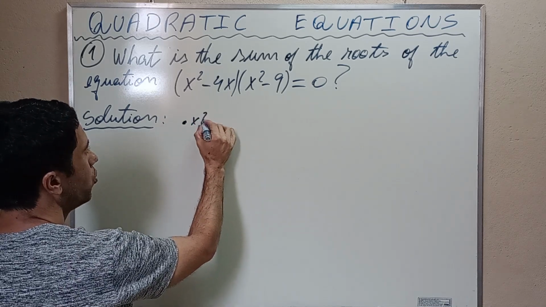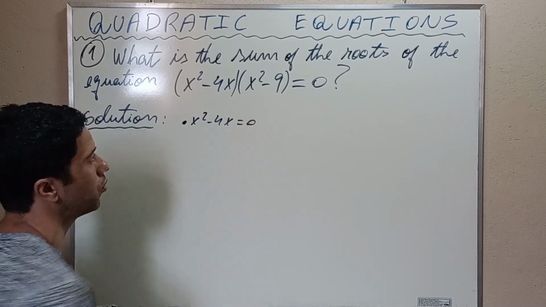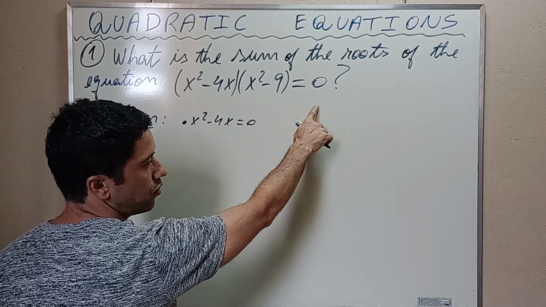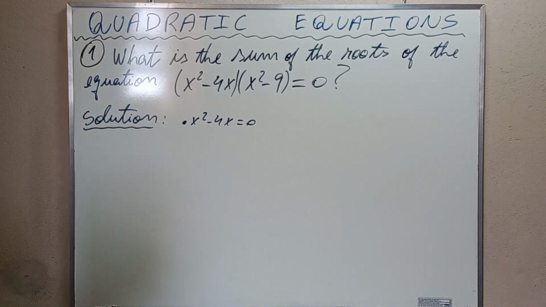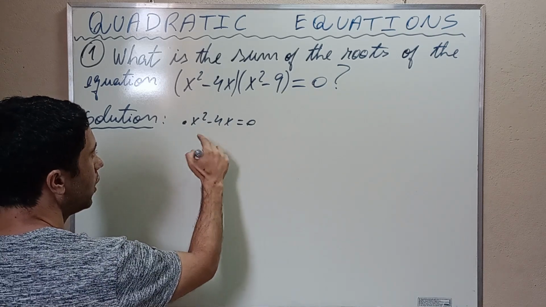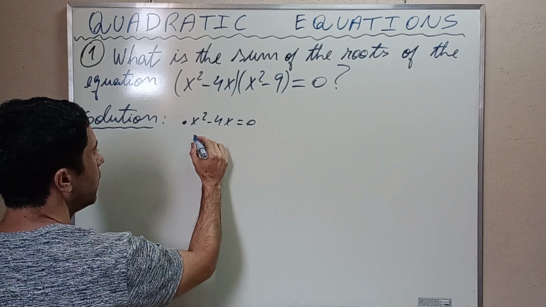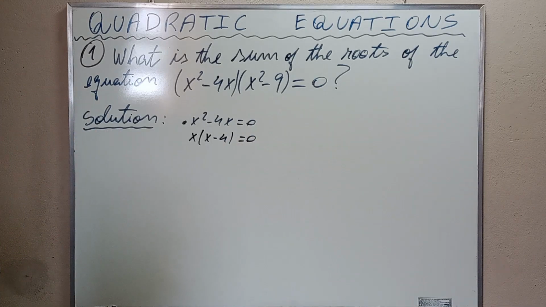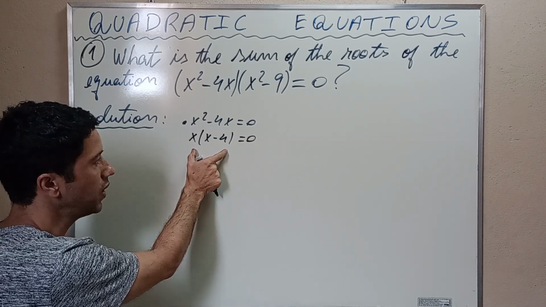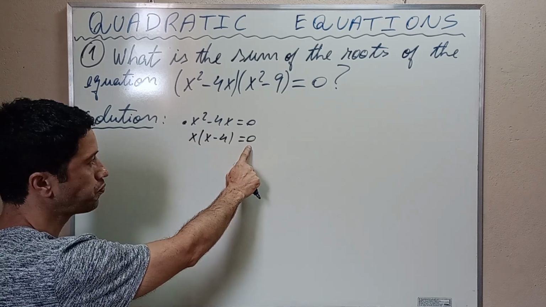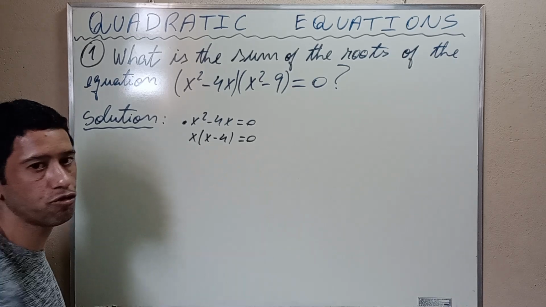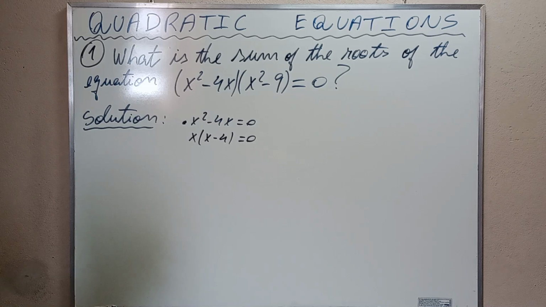Thus, x squared minus 4x is equal to 0. Observe that if this is equal to 0, then this all is equal to 0, okay? But we can develop this. Let me factor out x: x times (x minus 4) is equal to 0. Observe that we have something here, and this something is equal to 0.